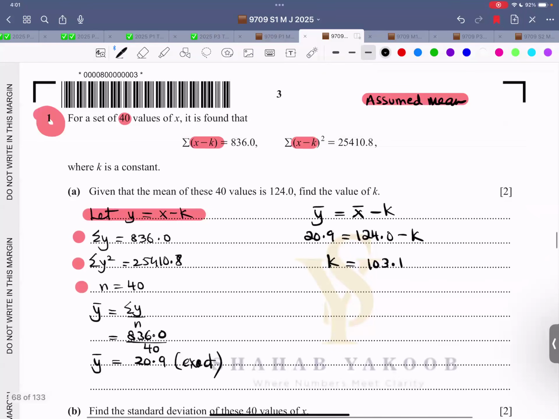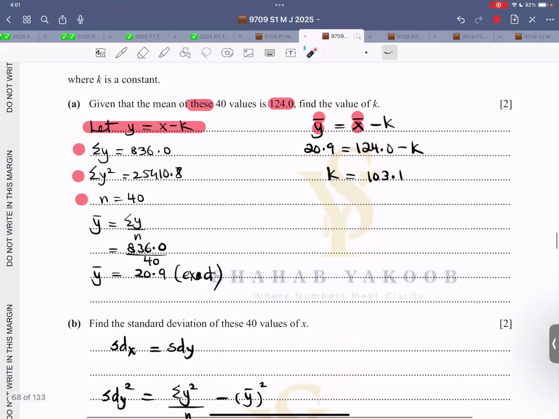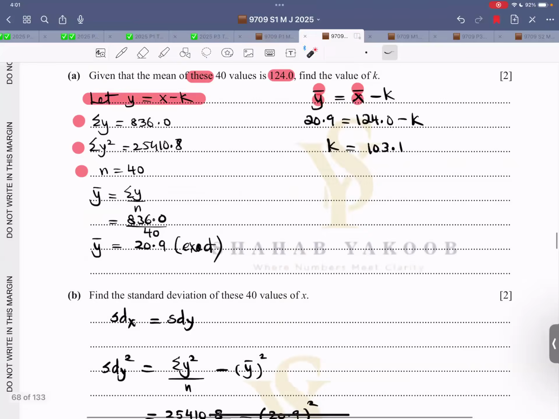So now how are y and x related? If y is x minus k, y bar is x bar minus k. Given that the mean of these 40 values is this thing, this is corresponding to x. So therefore, x bar is 124, y bar is 20.9. So we find the value of k, which is 103.1. That is the first part.